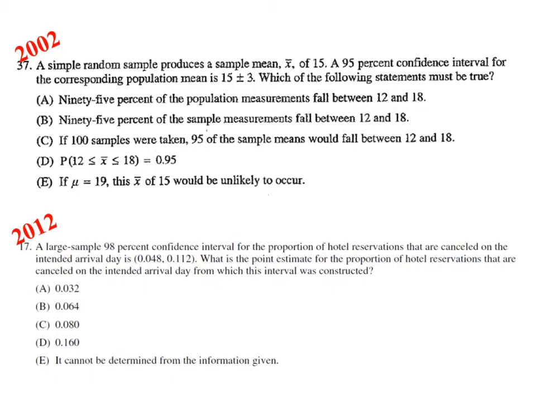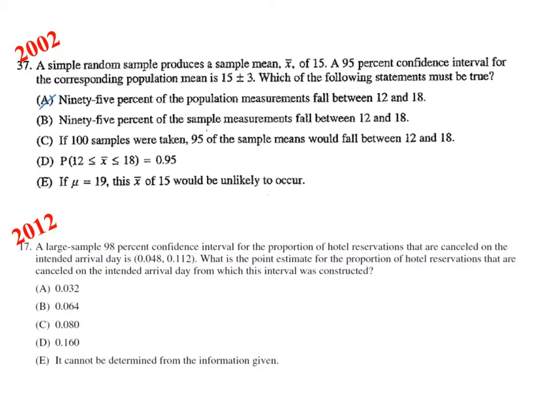2002. A simple random sample produces a sample mean X bar of 15, a 95% confidence interval for the corresponding population mean. So you can see it's from 12 to 18. Which of the following statements must be true? First, 95% of the population measurements.